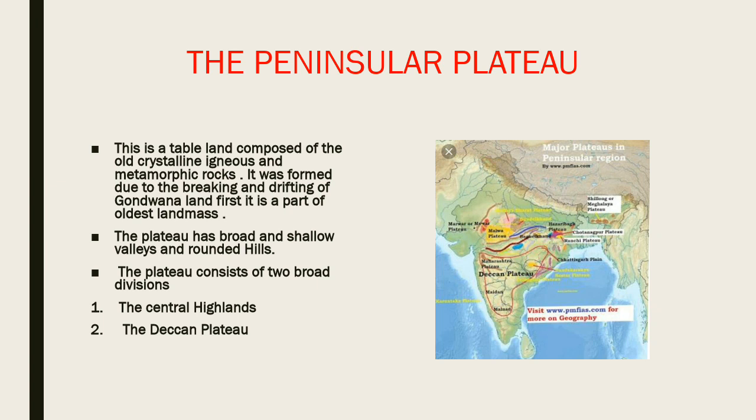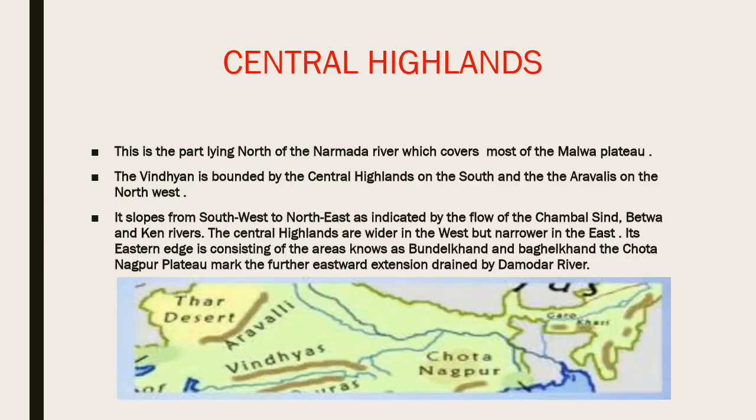Then come to the peninsular plateau. This is a tableland composed of old crystalline, igneous and metamorphic rocks. It was formed due to the breaking up and drifting of Gondwana land. Thus, it is a part of the oldest landmass. The plateau has broad and shallow valleys and rounded hills. The plateau consists of 2 broad divisions, the Central Highlands and the Deccan Plateau.